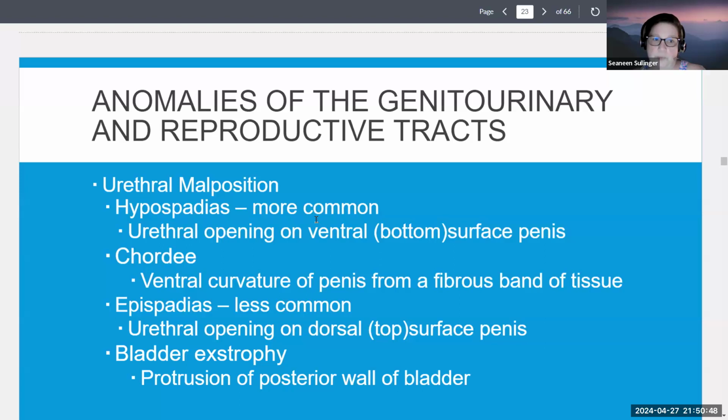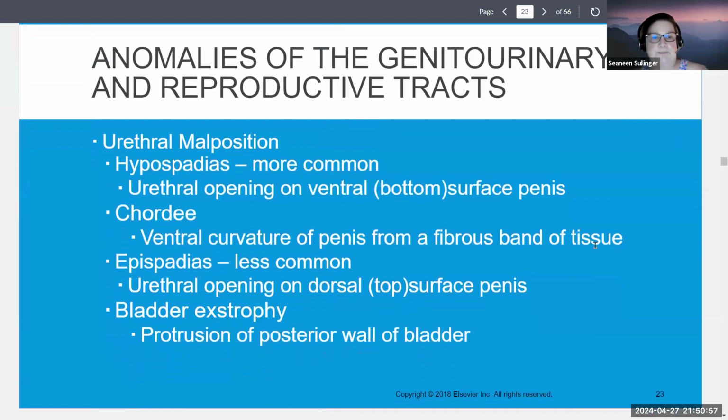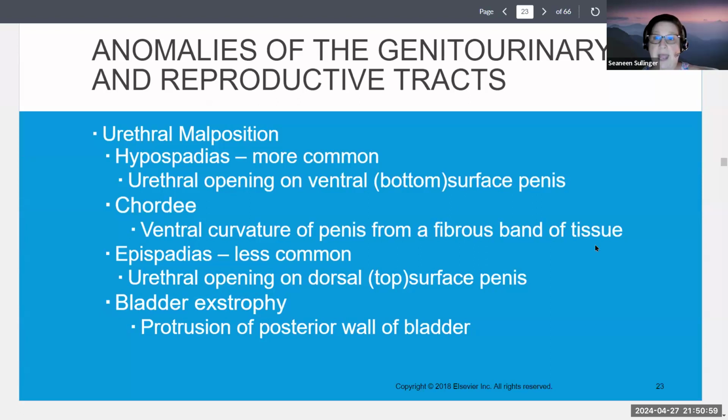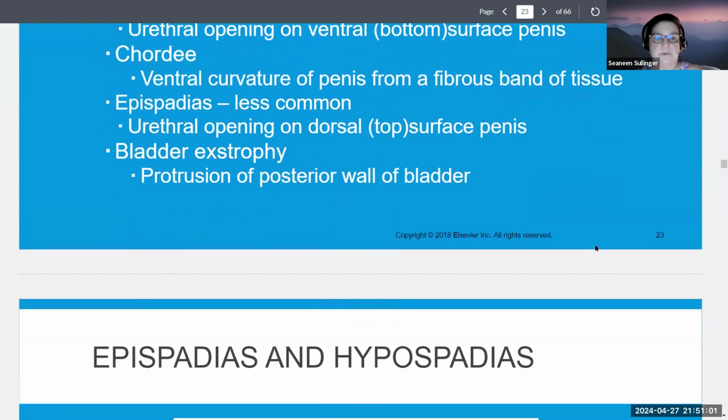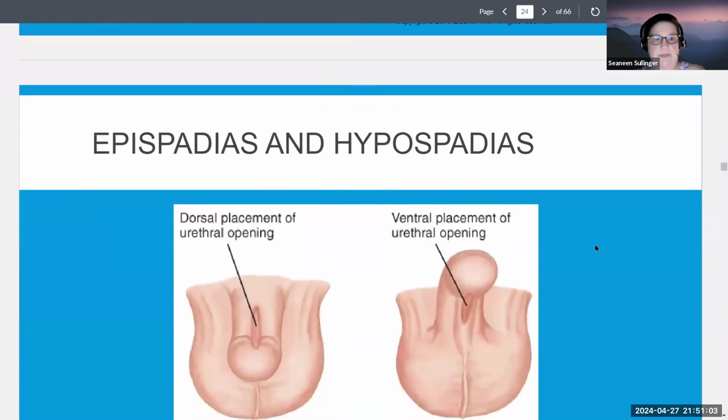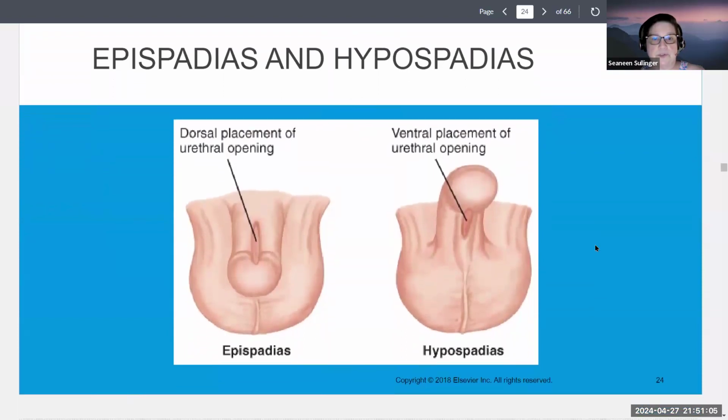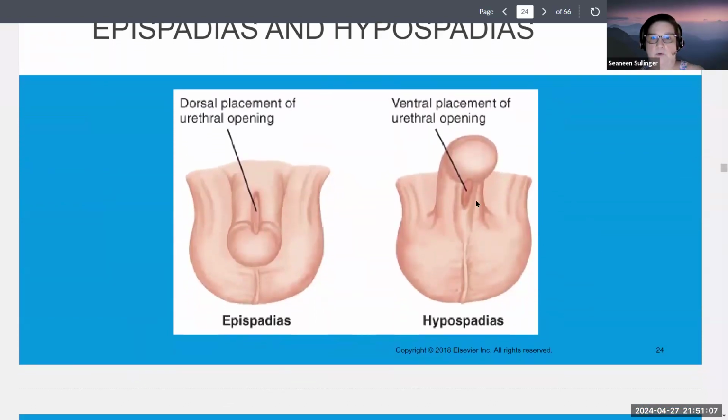So the urethral opening can be on the bottom or the top instead of the tip of the penis. You can have a curvature. You can also have a protrusion of the bladder. So we have a couple pictures here. We can look at that. And so there's a dorsal placement on top or the bottom, which is hypo. So that's how I remember that's on the bottom, hypo. And then epispadias is on the top.